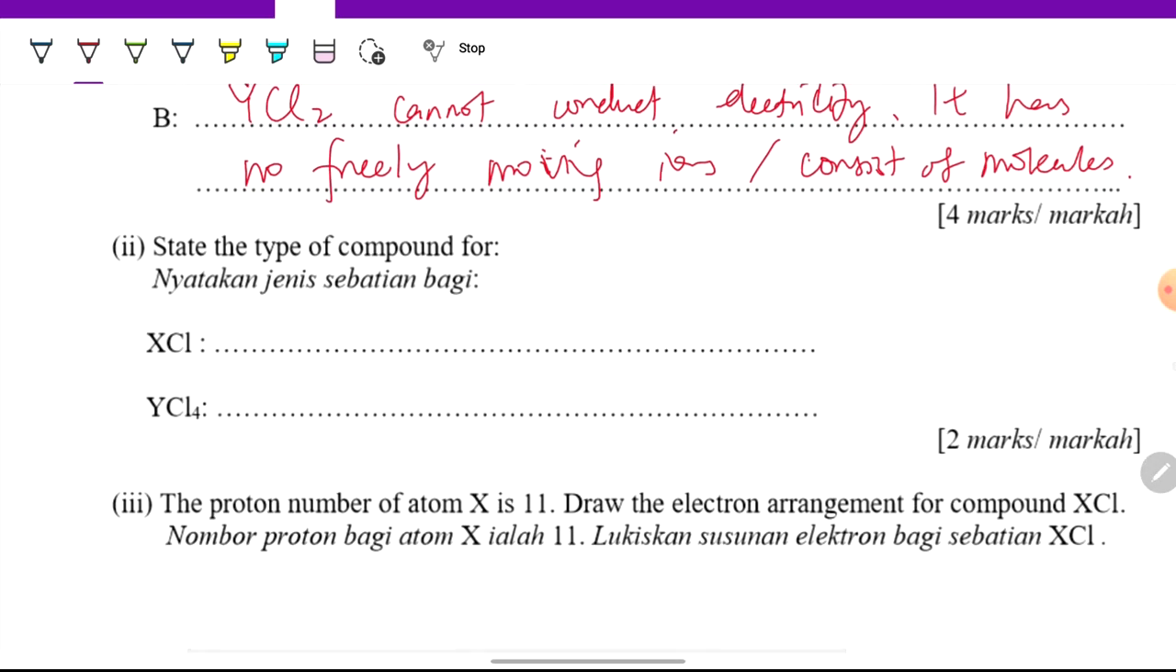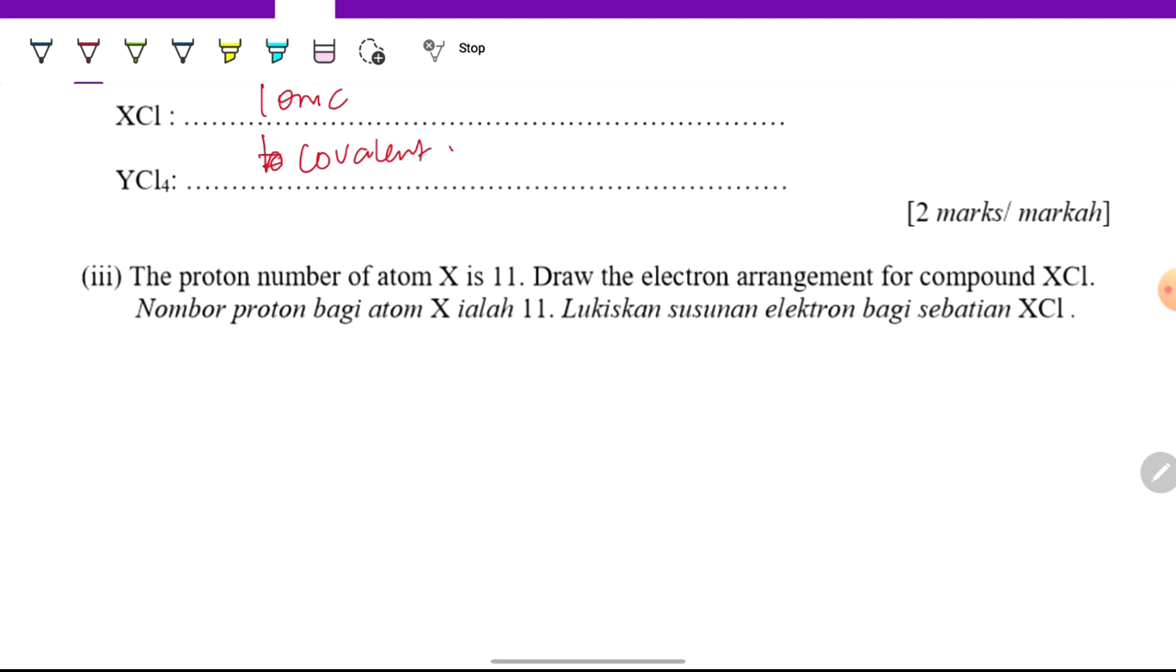So state the type of compound. XCl is ionic. Don't write ionic bond, you can write ionic only. Then this one is for covalent. The proton number for X is 11. So draw the electron arrangement for XCl. Okay, so X is 11, so it will be 2.8.1, with one valence electron. Cl is 2.8.7. So here you have to know, to achieve octet, X will donate the one electron, so it achieves a stable octet electron arrangement. Then chlorine will gain one electron. So this is an ionic compound.